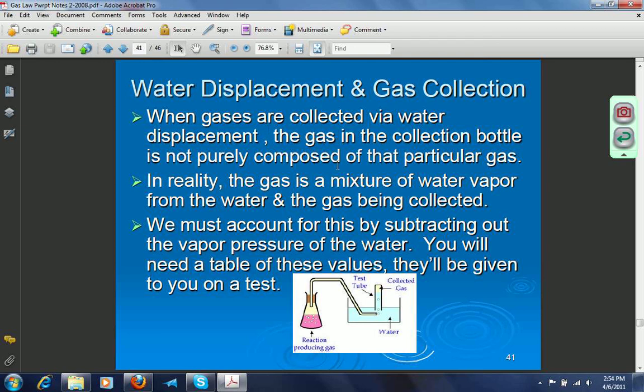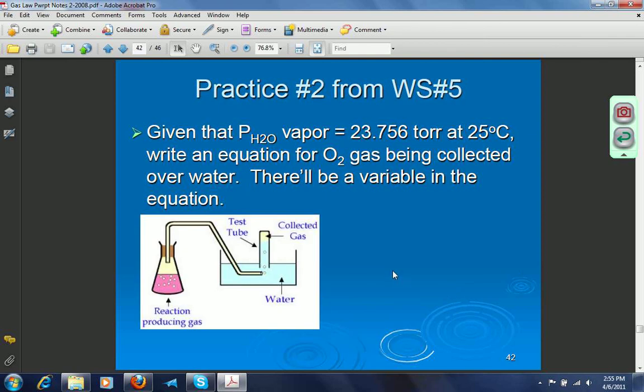Water displacement and gas collection. When gases are collected via water displacement, the gas in the collection bottle is not purely composed of that particular gas. In reality, the gas is a mixture of water vapor from the water and the gas being collected. So we must account for this by subtracting out the vapor pressure of the water. And the vapor pressure of the water is usually found in some chart that will be given to you. It could be in a book, it could be in a chart. And so you'll be given that pressure and you simply subtract it out.